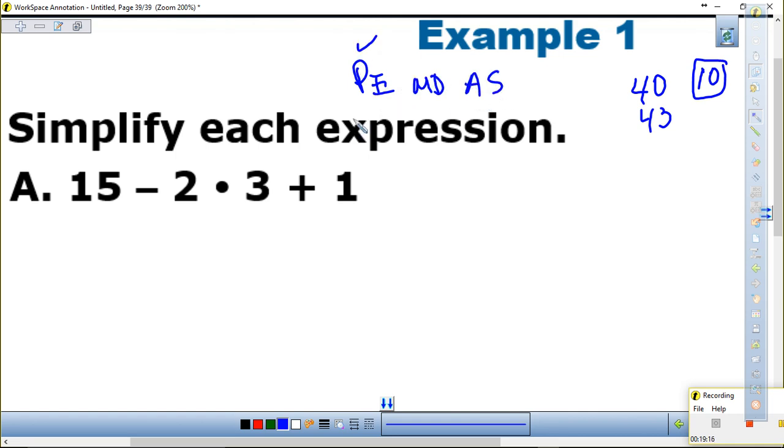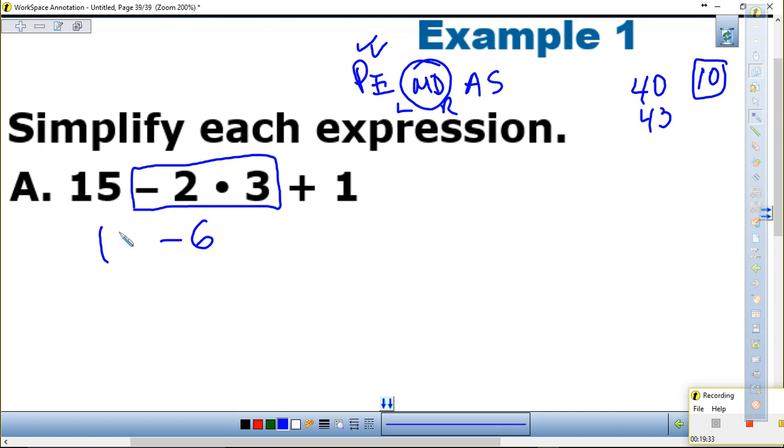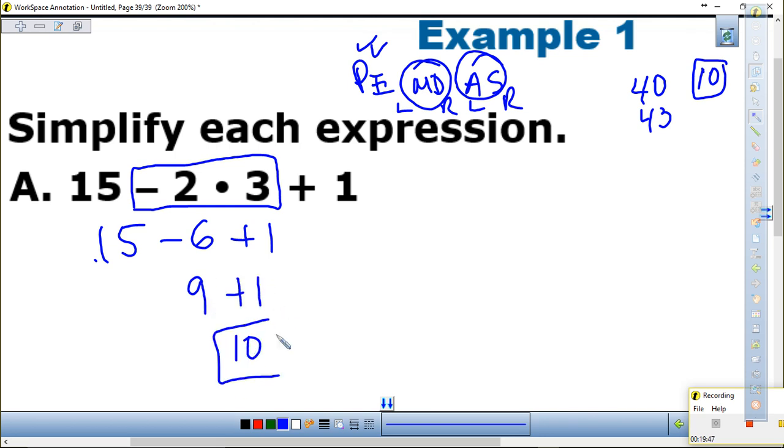Do I have any parentheses? Exponents? No. Multiplication or division? And I'm going from left to right. So let's see. What number is from left to right so I can do multiplication? Negative 2 times 3. What is negative 2 times 3? Negative 6. Bring down the 15 plus 1. Do we have addition and subtraction? Yes, I'm going from left to right, whichever comes first. What is 15 minus 6? 9. Plus 1, it's 10. That's why you need to follow the order of operations.